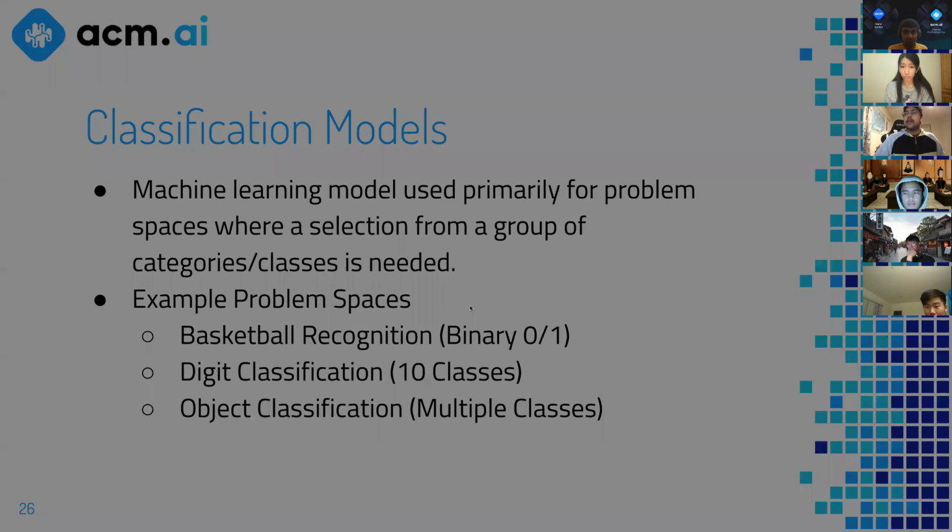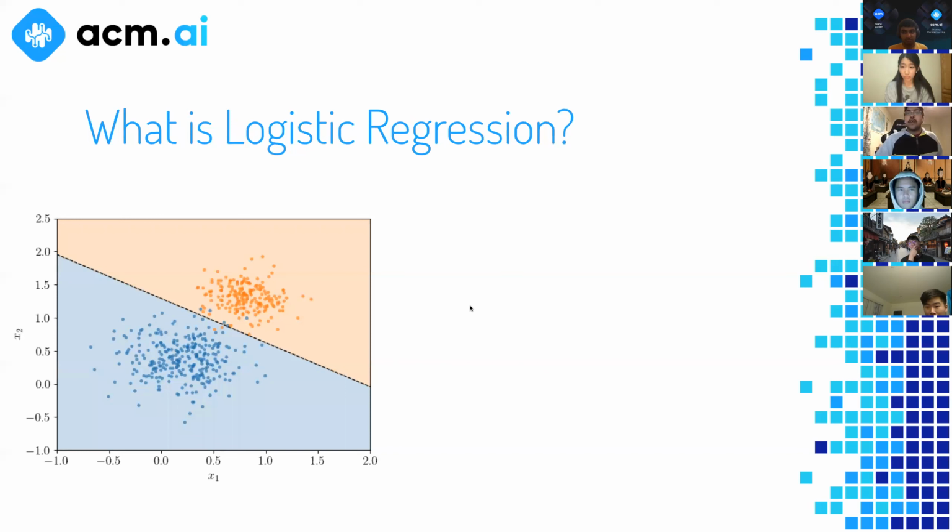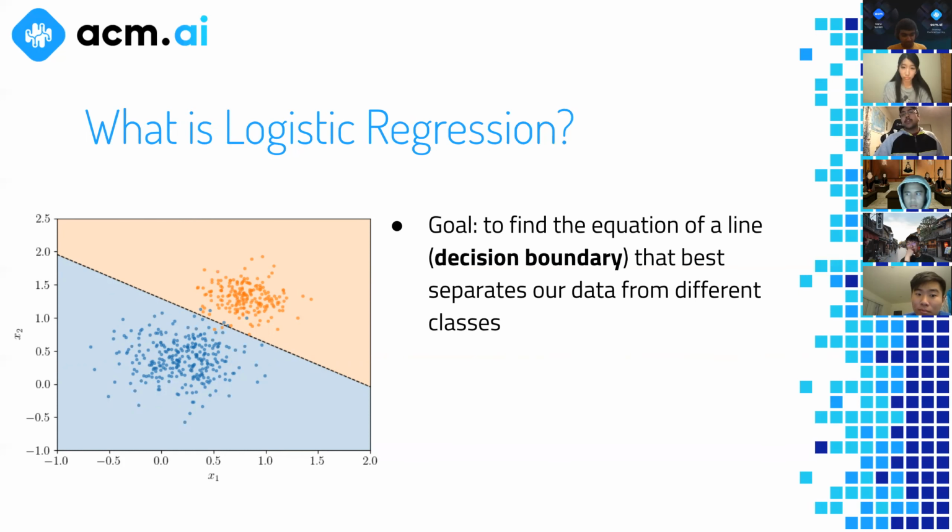And one type of classification model is logistic regression. I don't know what example this would be, but let's consider an example that we didn't say before. Let's say this would be a destructive tumor, and this one would be a cancer tumor that's not that destructive or not that harmful. So the goal is to find the equation of a line or a decision boundary that best separates our data from different classes. In this example, we're finding a line that separates the orange region from the blue region, and that's our decision boundary. So that's an example of logistic regression for you.